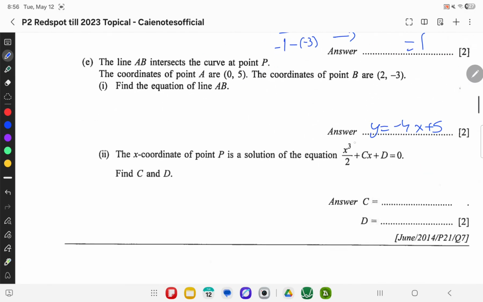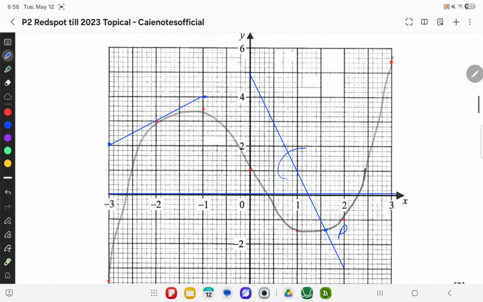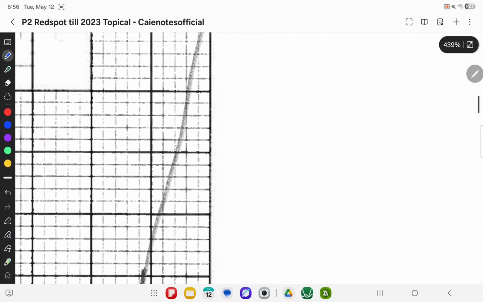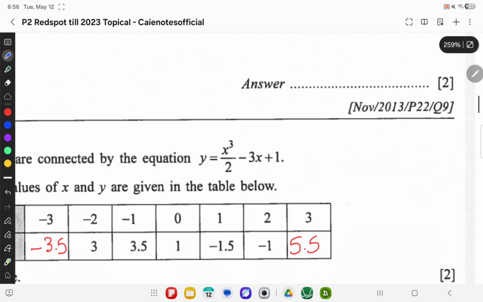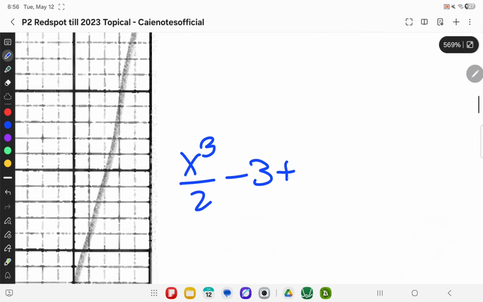So how do we solve this? Well, we know that the line and the curve meet at one point. So if they meet at one point, there must be a common ground between them. How do we find this common ground? We just equate the two together.